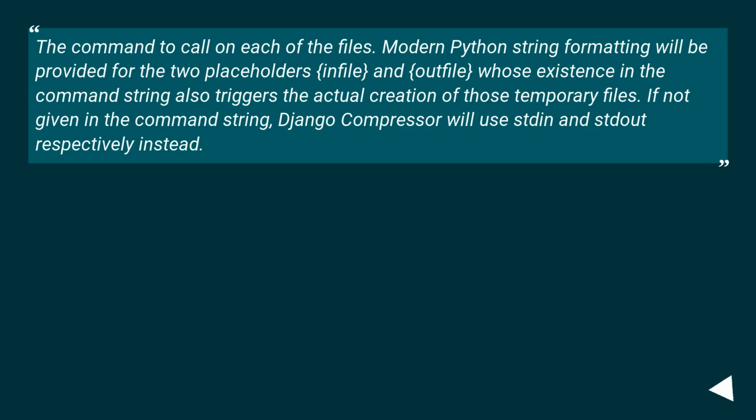Modern Python string formatting will be provided for the two placeholders, infile and outfile, whose existence in the command string also triggers the actual creation of those temporary files. If not given in the command string, Django Compressor will use stdin and stdout respectively instead.